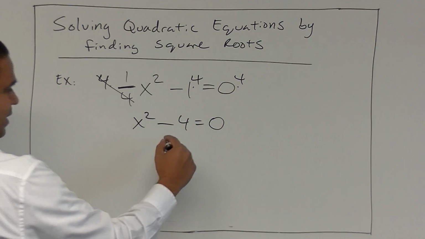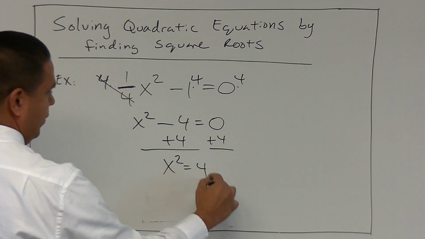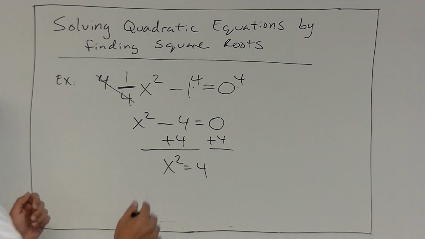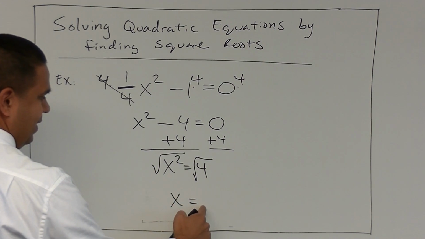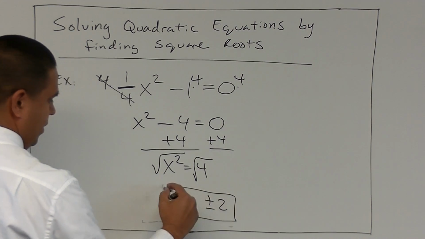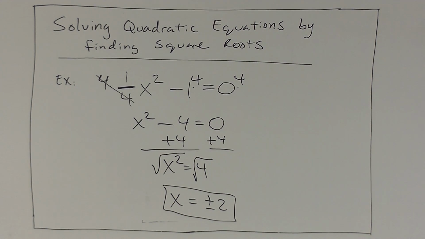And then from there, it's easy. Add 4, so x squared equals 4. What would be the next step? Square root both sides. Be careful. Plus or minus. Both positive and negative 2. Both numbers work, right? Good. Do not forget to use the plus and minus.